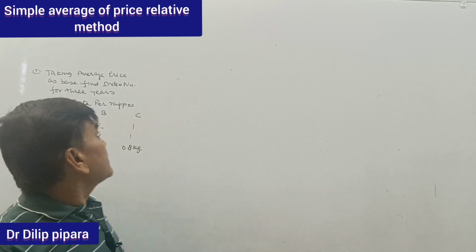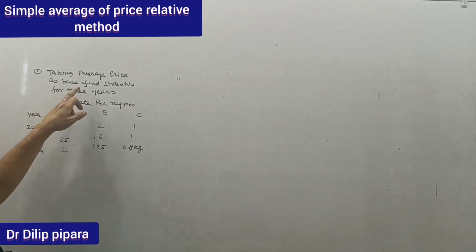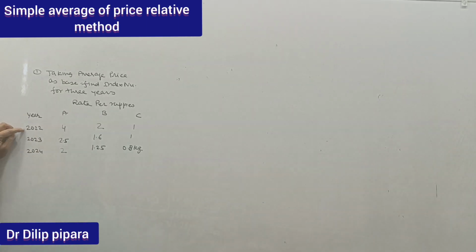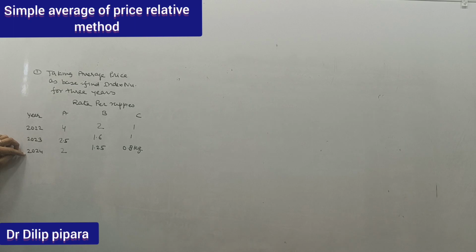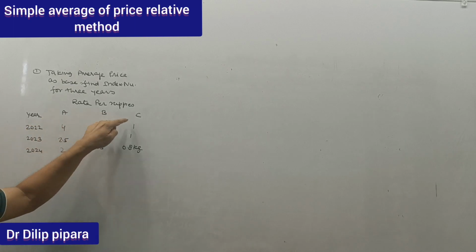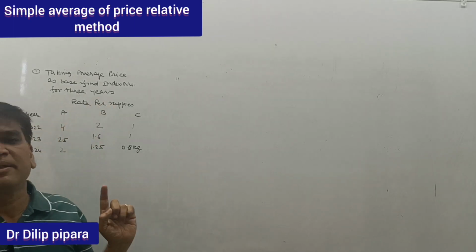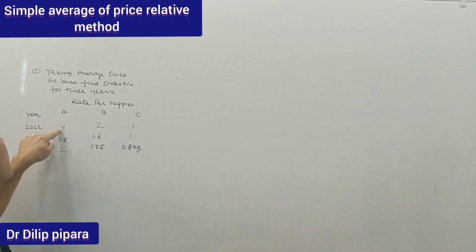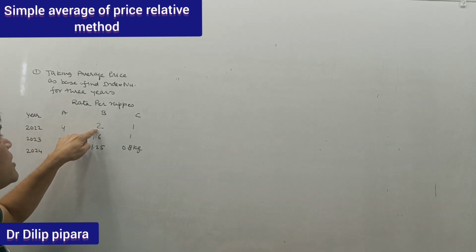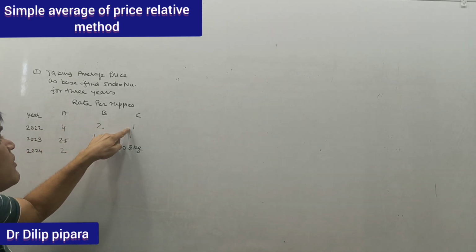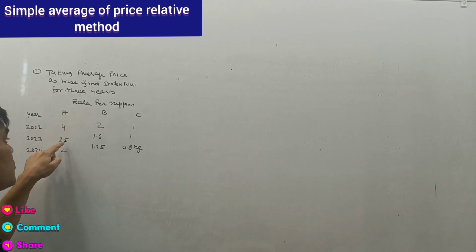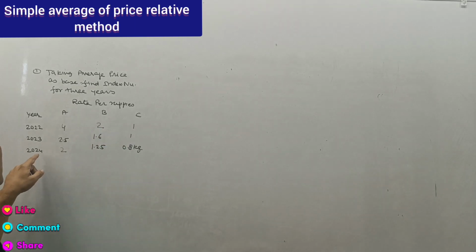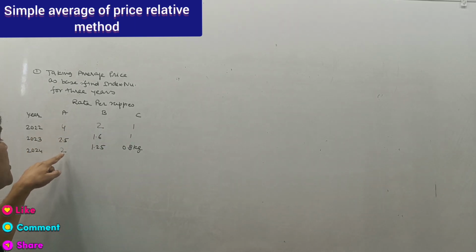The question is like this: taking average price as a base, find the index number for the 3 years. We have been given the data for 2022, 2023 and 2024 for commodities A, B and C. The rate per rupee is given. It means that for product A in 1 rupee we are getting 4 kg, then 2.5 kg, then 2 kg.